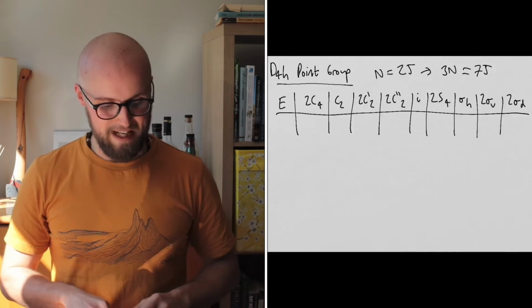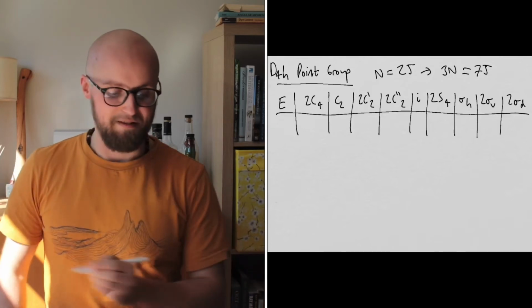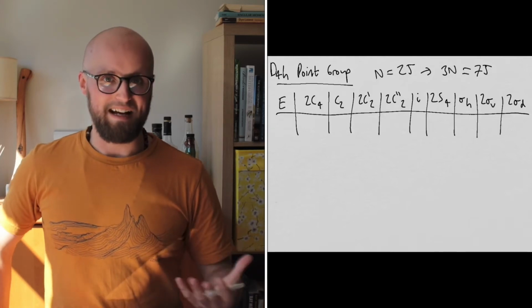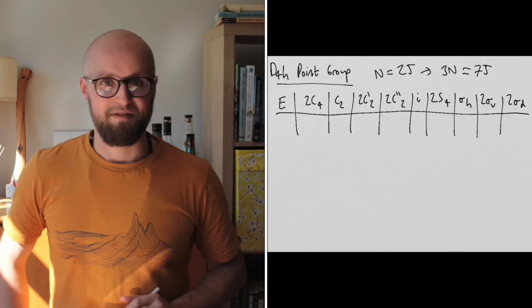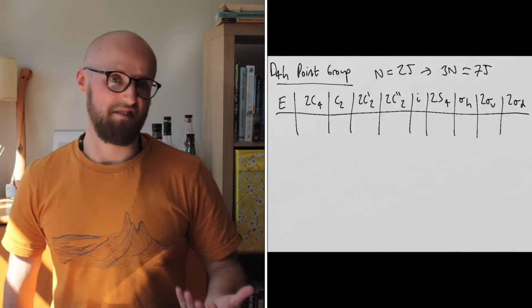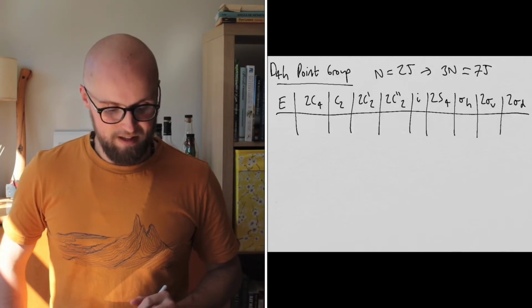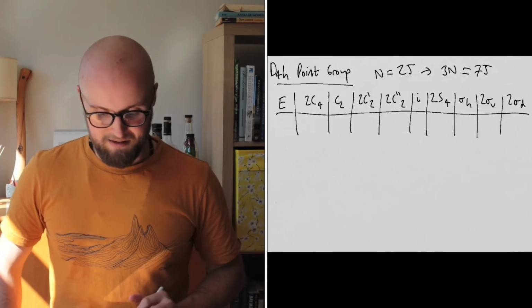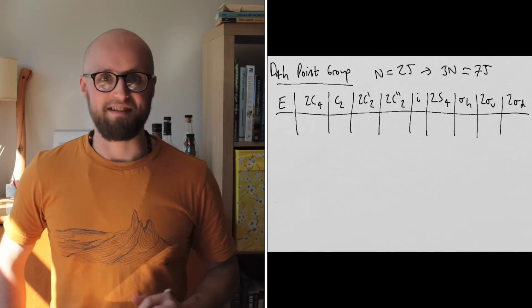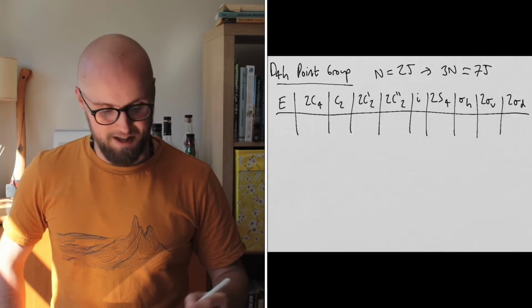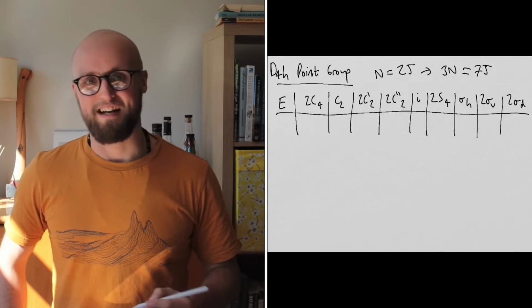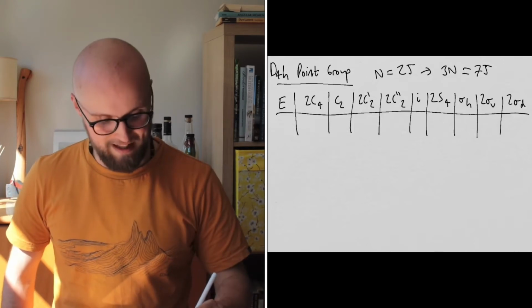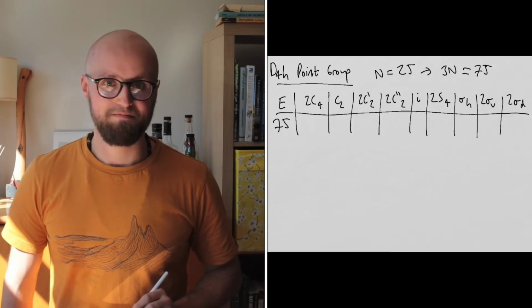So let's first of all go along this table and think about how our 75 axes will behave on each of these elements. So E, the element of doing nothing, is very simple, because every axis is going to be in the same place as it was before the operation was applied. So every axis gives you a +1, so I get +1 75 times, so I get 75 in here. Okay.